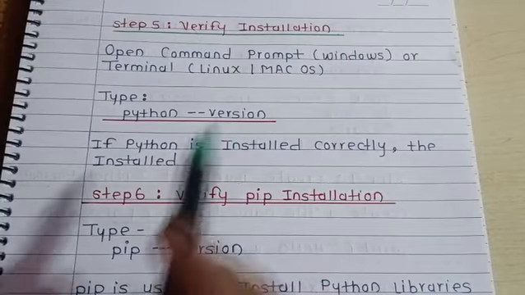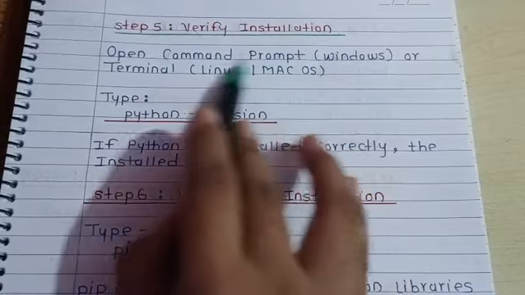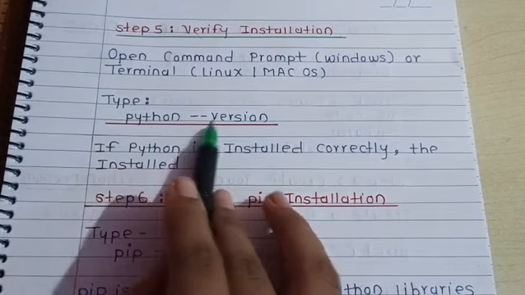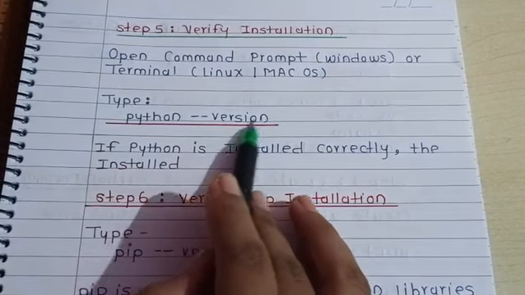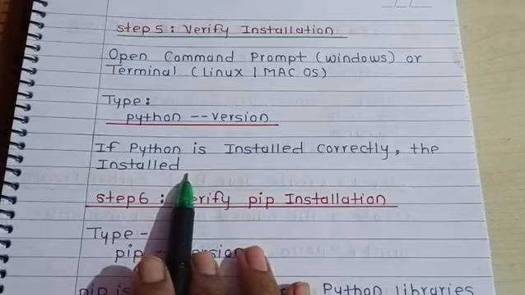Step number 5, verify installation. Open command prompt on Windows, or terminal. So type python --version. If Python is installed correctly, the installed version will be shown.